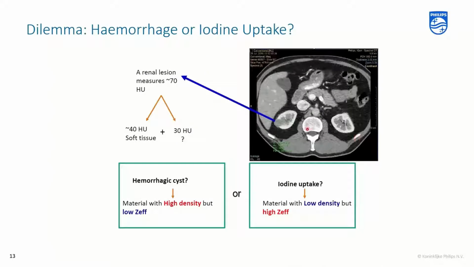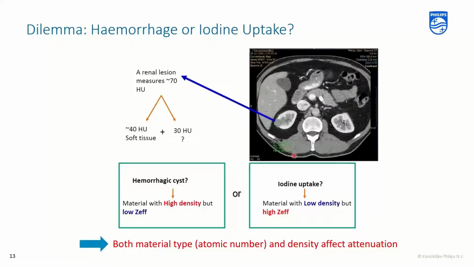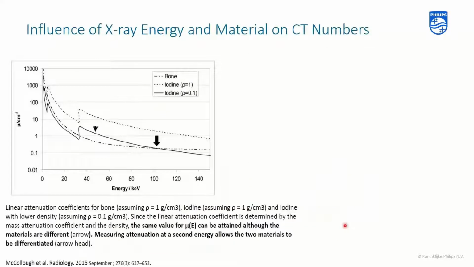So for example, a common problem is you have a renal lesion and you measure the Hounsfield unit. And you know the Hounsfield unit is supposed to be 40, and you measure 70. So does that mean it's a cyst, which could have a higher density? Or could it be taking up more iodine, which has low density in terms of the concentration, but it has a very high atomic number? Both of these could result in this Hounsfield unit that we're seeing. So we need to be able to distinguish between this. And both the material type, so the atomic number, and the density of that material will affect the attenuation that we see. And in fact, the energy as well.